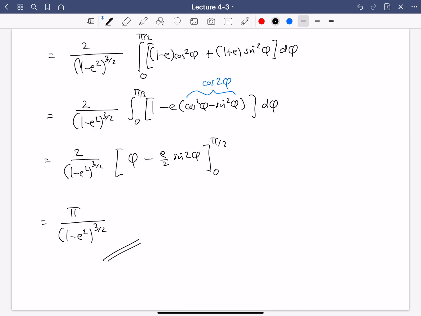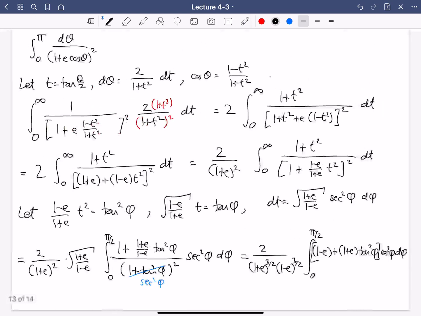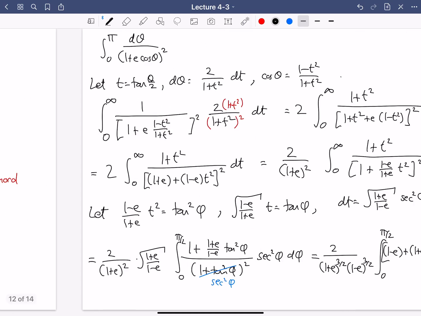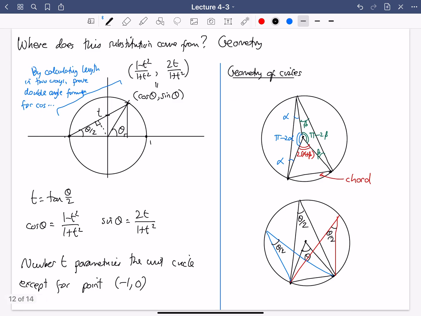So, okay, I bored you with a complicated calculation, which was kind of a bit gratuitous to go through, but it illustrates this substitution. So this is really what I wanted you to see, was this geometric picture of this strange substitution, t equals tan theta over 2. And I'm going to use that next time.